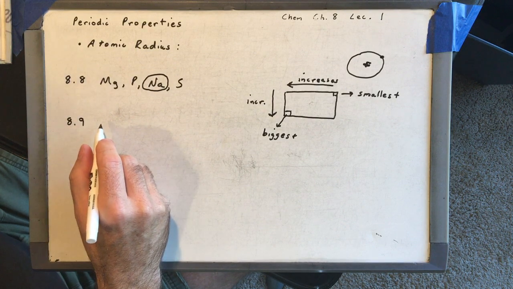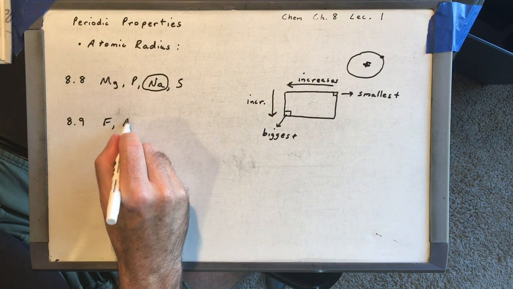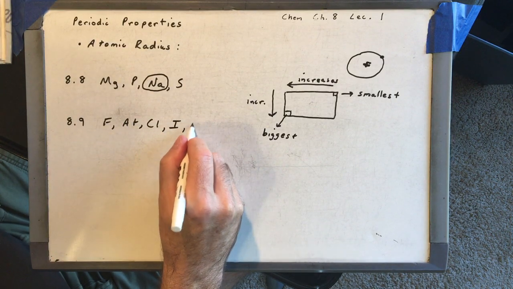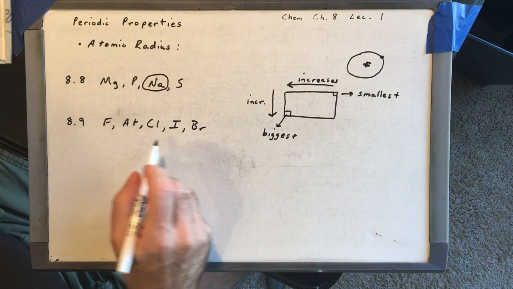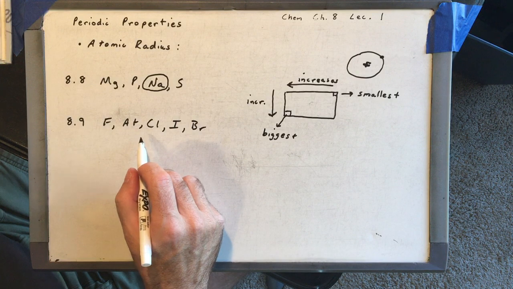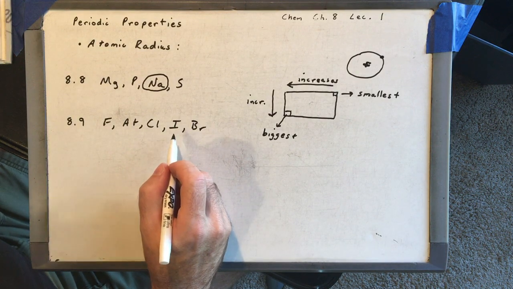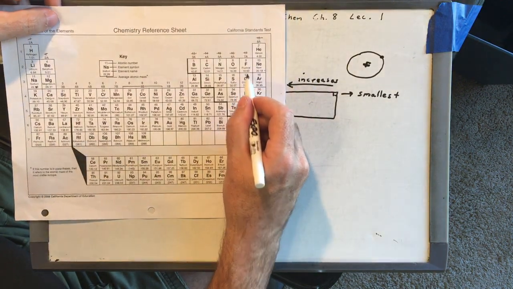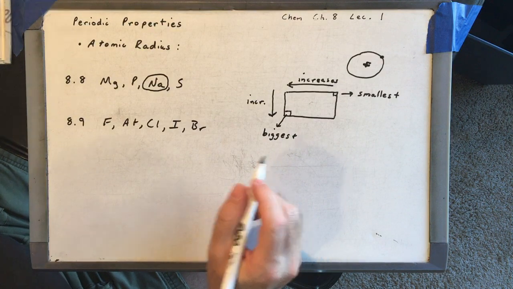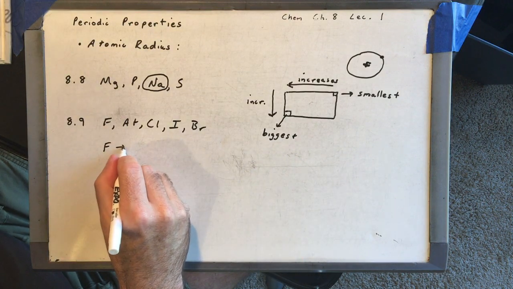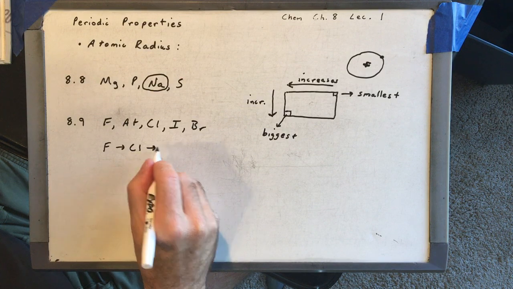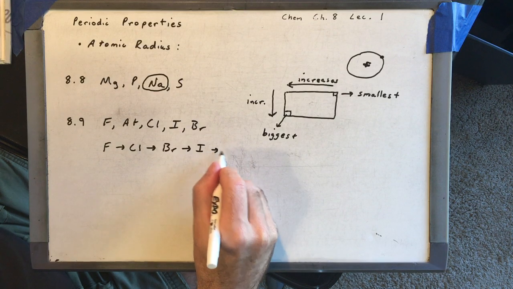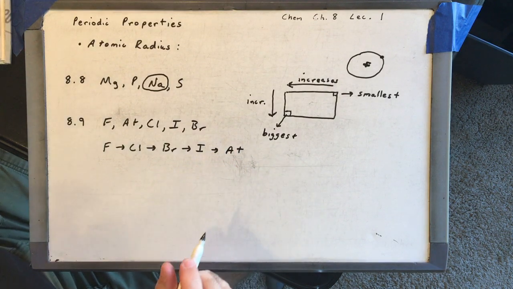All right, and our last on your own for the day, we have fluorine, astatine, chlorine, iodine, and bromine. We want to order them in terms of increasing, so smallest to biggest. All right, so the smallest of those, we're going to start with fluorine and then go down. So it's going to be fluorine, chlorine, bromine, iodine, and then astatine is the largest.